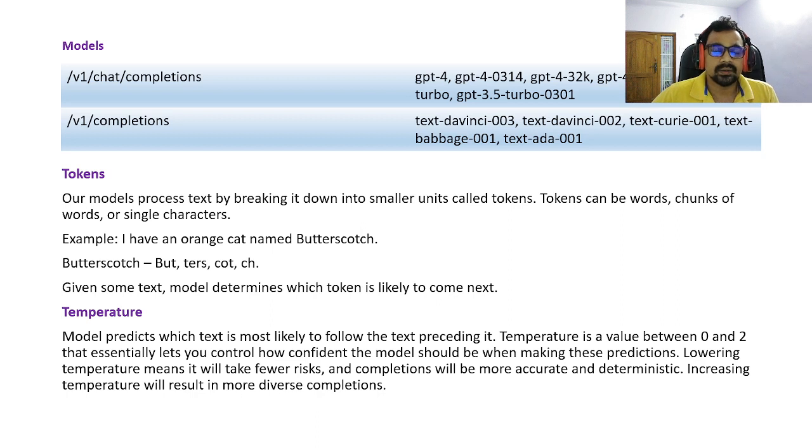The first parameter is a token. So what is a token? Any language model processes your input text by breaking it down into smaller units called tokens. Tokens can be words, chunks, or single characters. Let's take an example: I have an orange cat named Butterscotch. I, have, an, orange, cat, named are all tokens, individual words. Butterscotch can be broken down further into more tokens, which are chunks of the word.